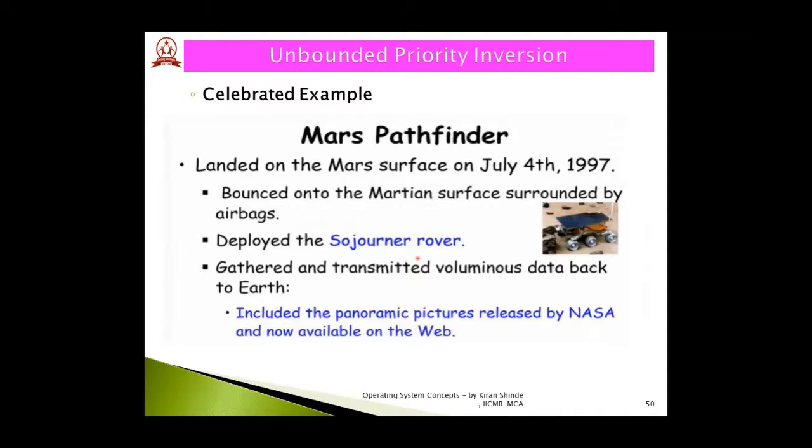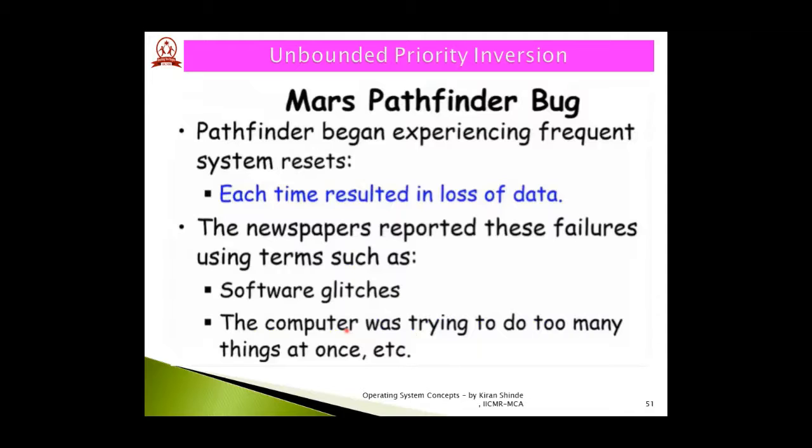But then what happened? What went wrong? The Pathfinder suddenly began experiencing frequent system resets. Each time it resulted in a huge loss of data. The newspapers reported these failures using terms such as software glitches, the computer was trying to do too many things at once, and so many news items came out, right? But actually, the reason the Mars Pathfinder system was getting reset was unbounded priority inversion.